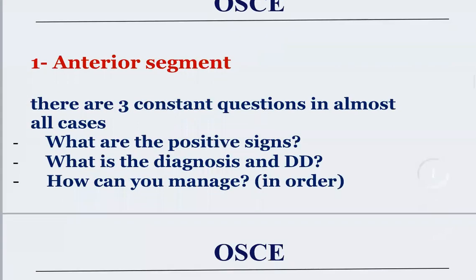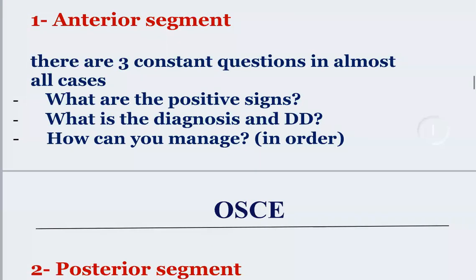Okay, there are 3 constant questions in almost all cases. What are the positive signs? Forget about the negative signs. Don't mention anything about the negative signs, because your time is valuable, and you have to finish at least 2 cases perfectly. Okay. What is the diagnosis and the differential diagnosis, and how can you manage? These questions are in order. Actually, in some cases you don't have the exact diagnosis, but you mention the differential diagnosis, and how can you manage such a case?